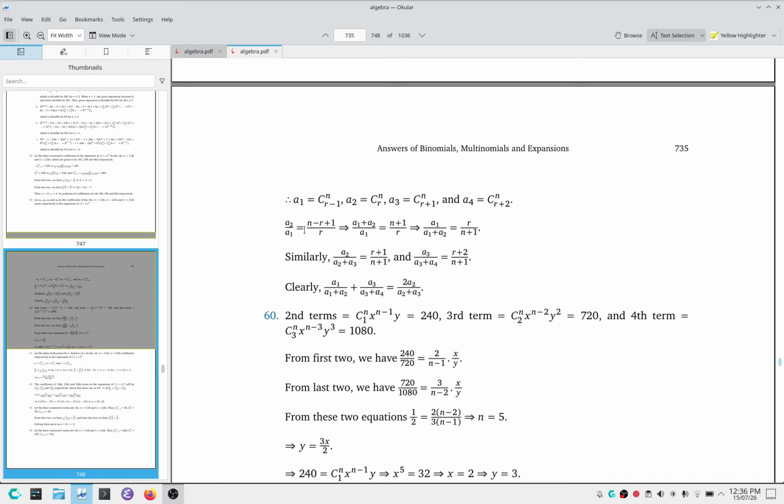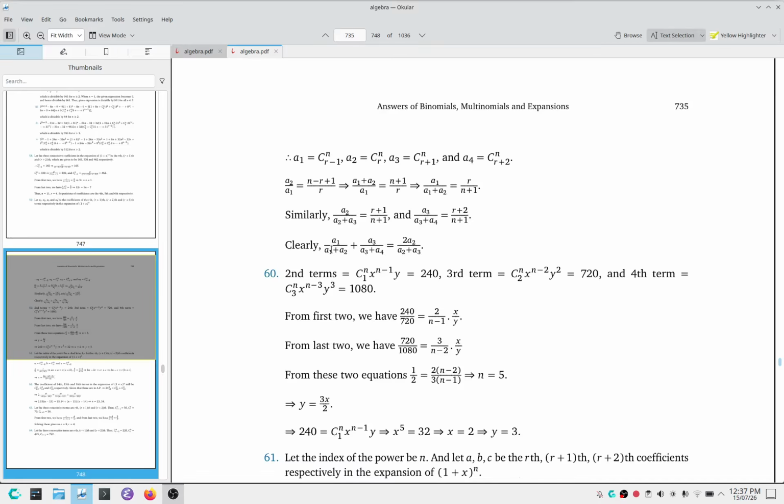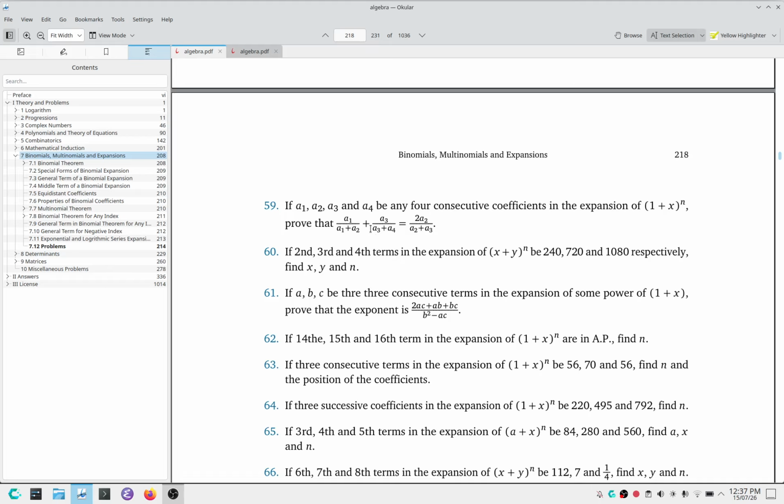Now A2 / A1 = (n - r + 1) / r. So (A1 + A2) / A1 = (n + 1) / r. That is A1 / (A1 + A2) = r / (n + 1). Similarly, A2 / (A2 + A3) = (r + 1) / (n + 1), and A3 / (A3 + A4) = (r + 2) / (n + 1). So substituting the values, we see that the given expression is satisfied.